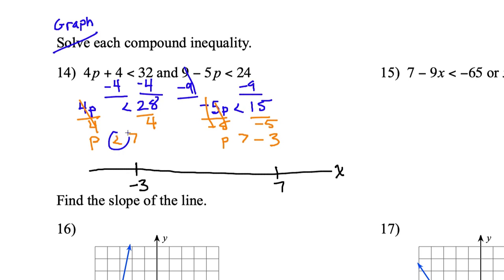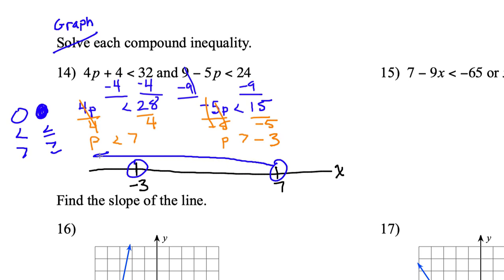So I'm going to have an open point at 7 because open matches with these signs, and a closed dot matches with these signs. There's going to be an open point at 7, open point at negative 3, and then it says p is less than 7, so I'm going to go to the left of 7. And p is greater than negative 3, so to the right of negative 3. And this is where you finally use this keyword and.